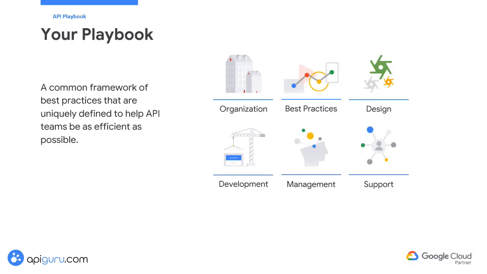Overall, an API playbook is an essential tool that guides teams in delivering high-quality APIs and fosters a collaborative, secure, and innovative environment. By leveraging the principles and practices outlined in the playbook, organizations can maximize the impact of their APIs and drive greater value for their users and stakeholders.